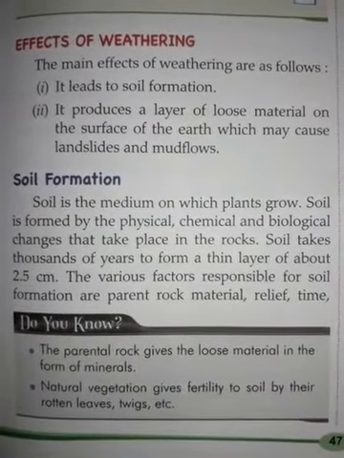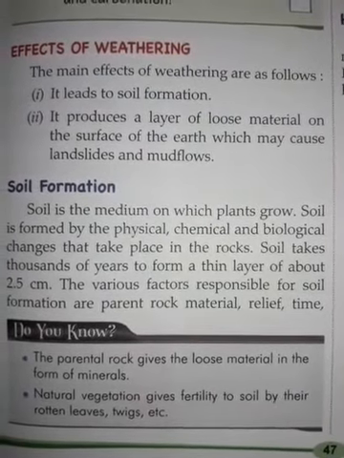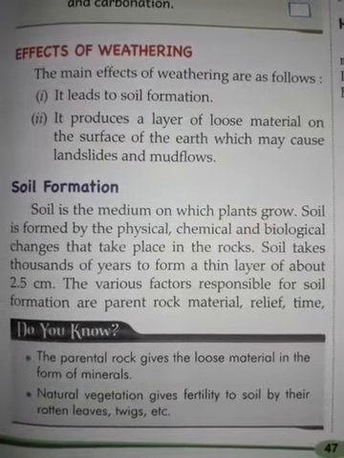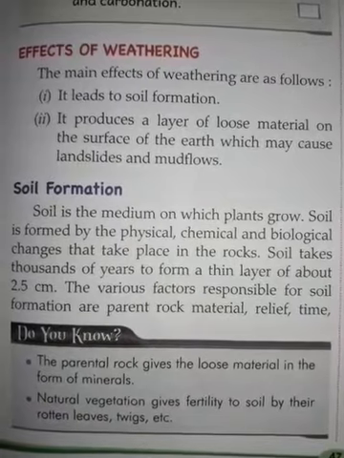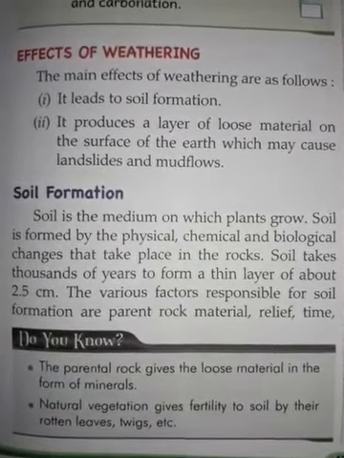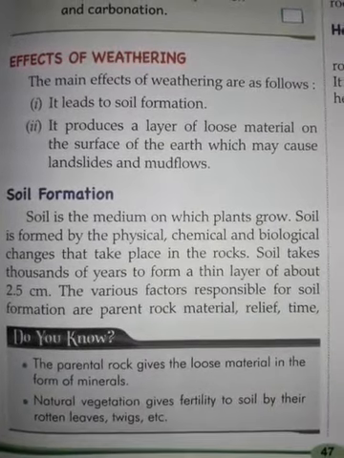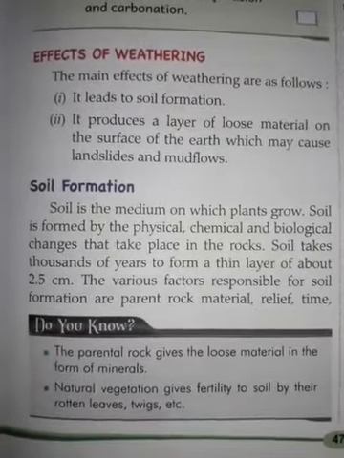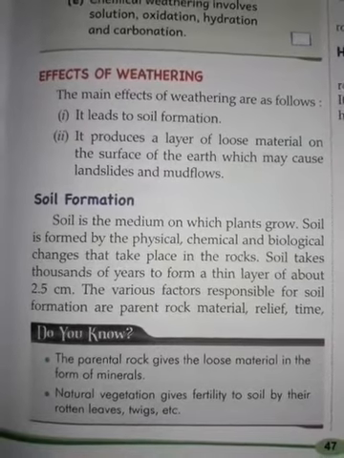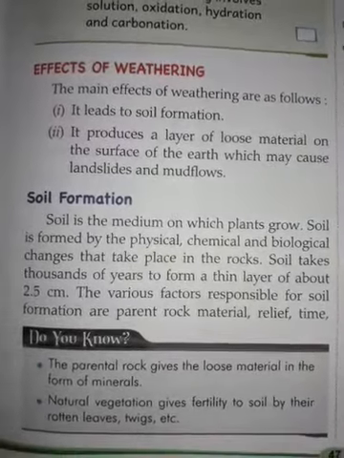Weathering produces loose rock layers on hill slopes. Weathering has both positive and negative effects. It leads to soil formation and it also produces loose material on the surface of the earth which may cause landslide and mud flows. First, about the soil formation.